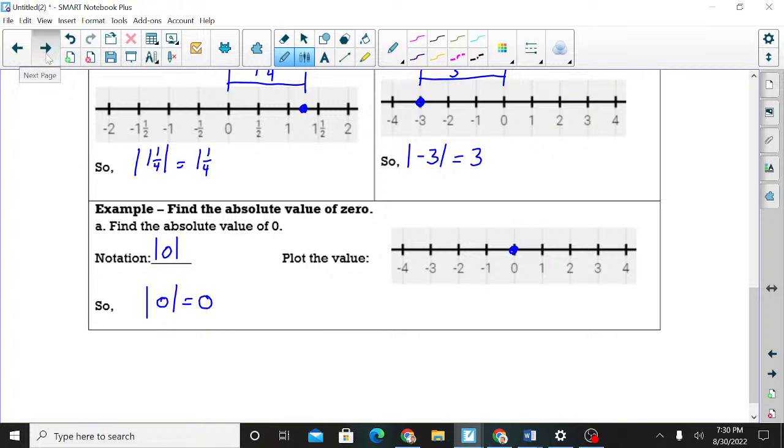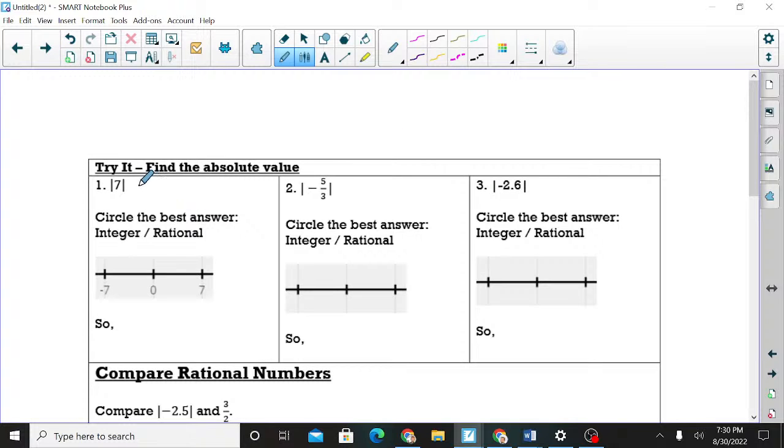So here we go. So the absolute value of 7. What you should do right now is you should pause this video and try to see if you can answer these absolute values and try to determine if these numbers are integers or rationals. So go ahead and pause the video, try to come up with your answer. I'll wait.